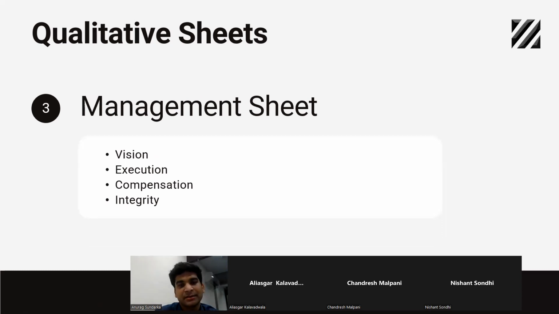Lastly, the management sheet. That means what is the management's vision? What are they trying to do, like 5 years into the future? What are they trying to build? Next, their execution ability. So how do we judge the execution ability? Let's say the management said 3 years back that in the next 3 years, we want to do this. Did they do that? If they did not, then there may be a good reason why they did not do it. COVID can be a good reason.